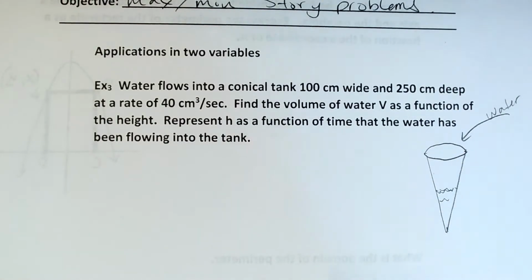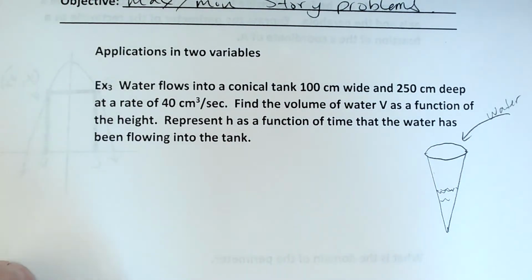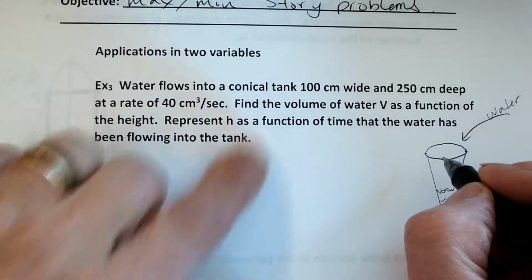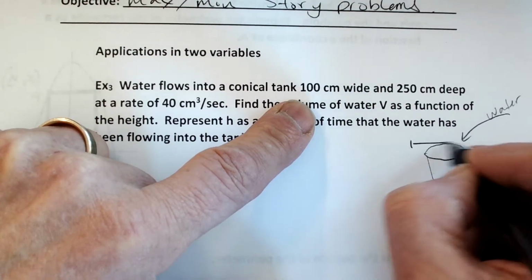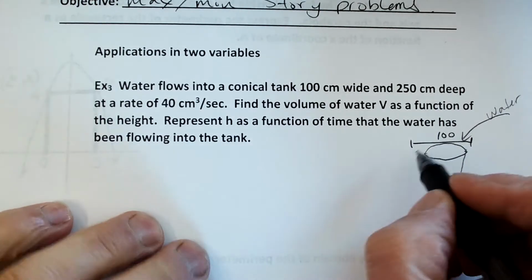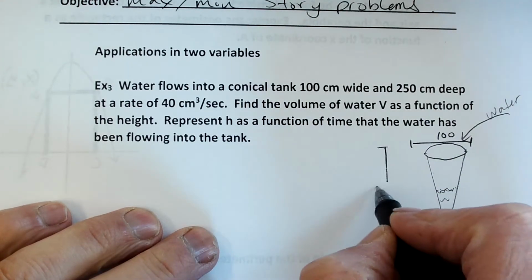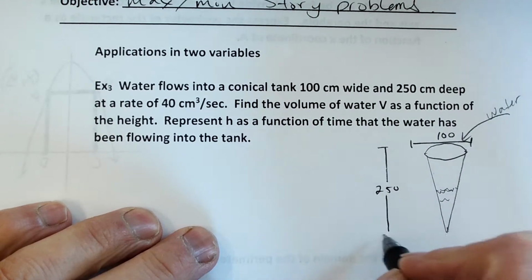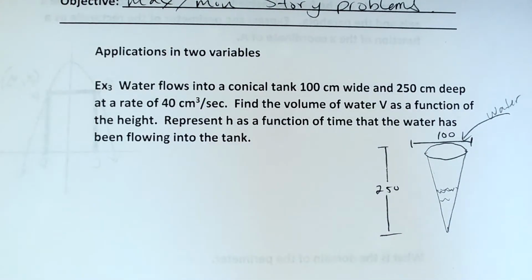So let's take a look at this. Water flows into a conical tank 100 centimeters wide. So let me do that first. The tank itself is 100 centimeters wide, okay, and 250 centimeters deep, okay? Find the volume of the water as a function of the height.